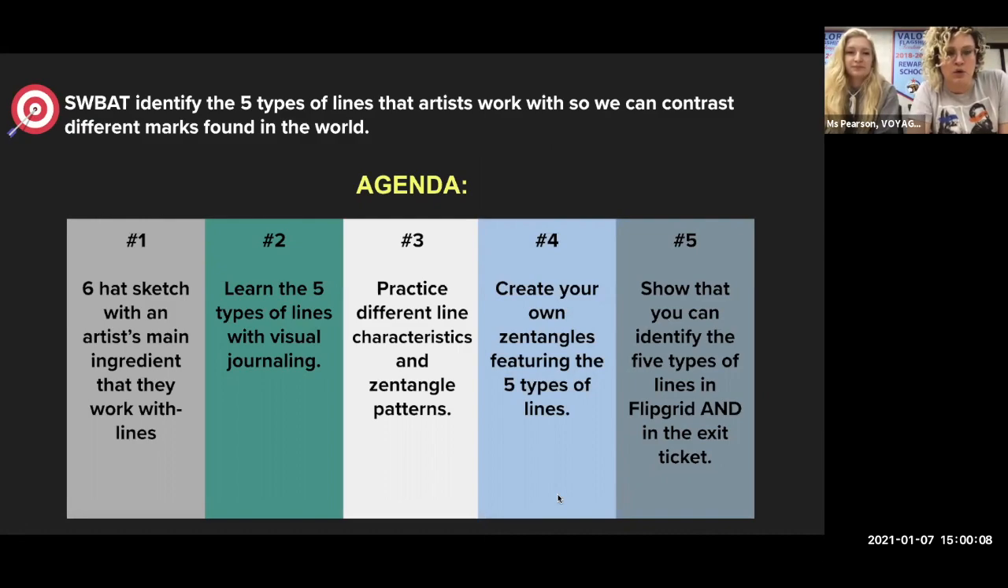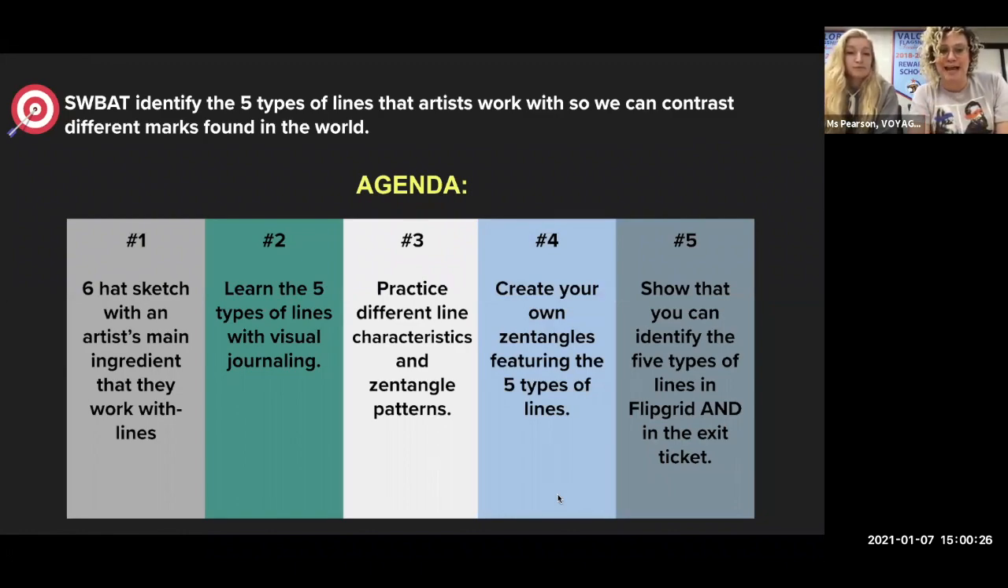All right, so today scholars will be able to identify the 5 types of lines that artists work with so we can contrast those different marks found in the world. If you're ever wondering how artists can create things that look like the real world, it starts with lines.